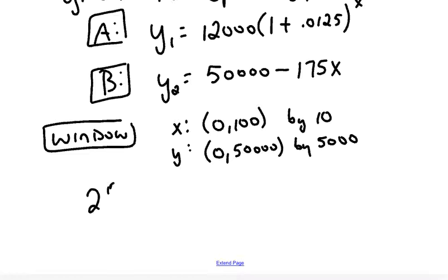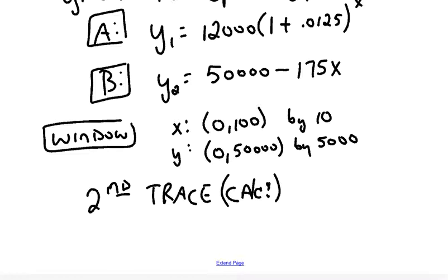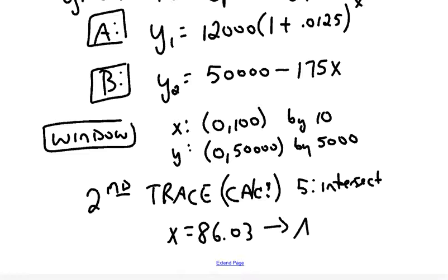Second trace calculate again. Number 5 for intersect. Oops. And I found that x equals 86.03. So that means it took approximately 86 months. Okay. And that is that.